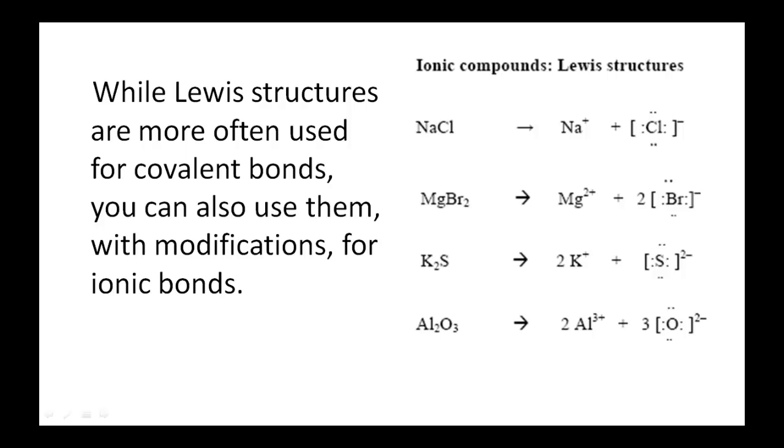While Lewis structures are more often used for covalent bonds, we can use them with modifications for ionic bonds. Here are some examples. If you were going to do it as a Lewis dot diagram, show the sodium chloride with the plus, and over here you show the chlorine atom with a minus. It has an extra electron, therefore it has more negative charges than it has positively charged protons in the nucleus. Therefore, the overall effect, you have 8 negative and you have 7 positive, and so it leaves a total charge of 1 minus.